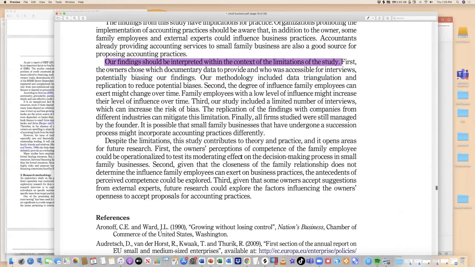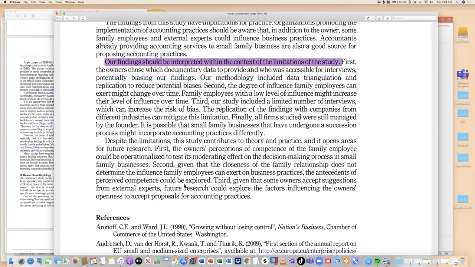First, the owner's perceptions of competence of the family employee could be operationalized to test the moderation effect, method gap again, method gap. To test its moderating effect on the decision-making process in small family business. Second, given that the closeness of a family relationship does not determine the influence family employees exert on the business practices, antecedents of perceived competence could be explored. This is an issue. We should study antecedents of perceived competence. It's also an issue and method again.